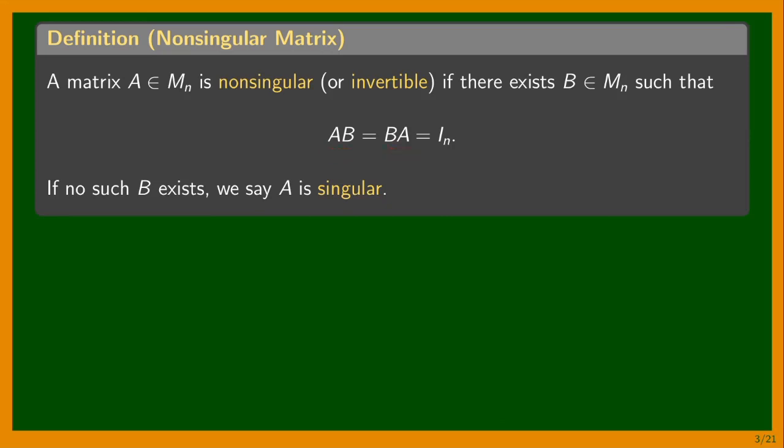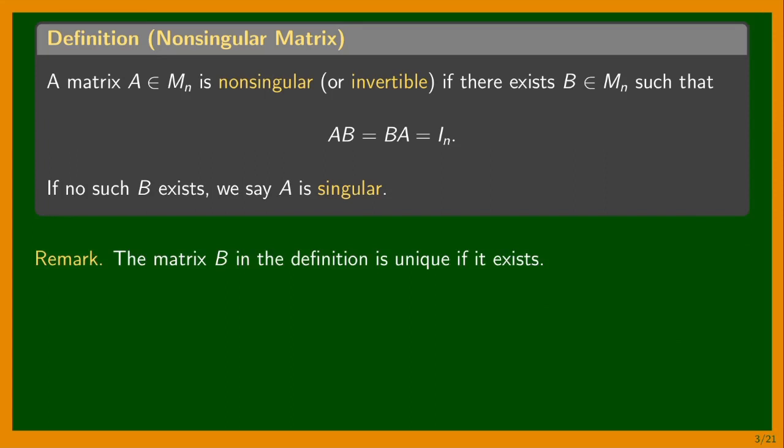Remember, AB may not necessarily be the same as the matrix product BA. If this matrix B does not exist, we say that A is singular. In other words, the negation of being non-singular is being singular, and vice versa. We first remark that if a matrix B in this equation exists, for a given matrix A, then this matrix B is necessarily unique.